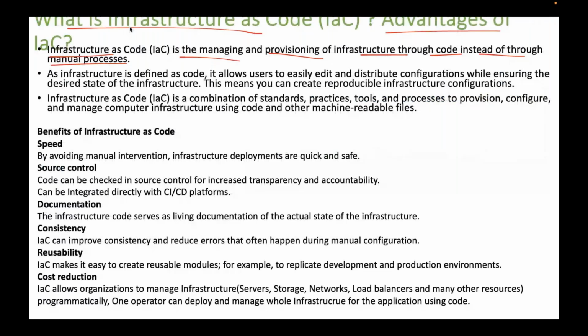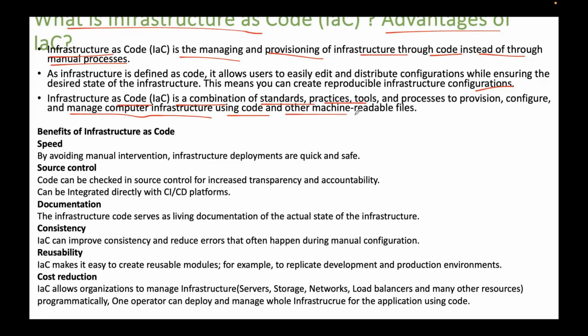See here, infrastructure as code is managing and provisioning infrastructure through code instead of through a manual process. As infrastructure is defined as code, it allows users to easily edit and distribute configuration while ensuring the desired state of infrastructure. This means you can create reproducible infrastructure configurations. We can reuse the code, whatever infrastructure you want you can create, and with small changes you can create another infrastructure based on your requirement. Infrastructure as code is a combination of standard practices, tools and processes to provision, configure and manage computer infrastructure using code and other machine-readable files.